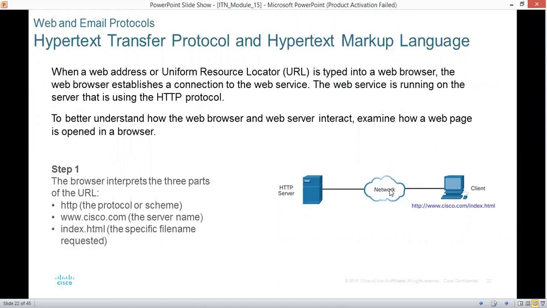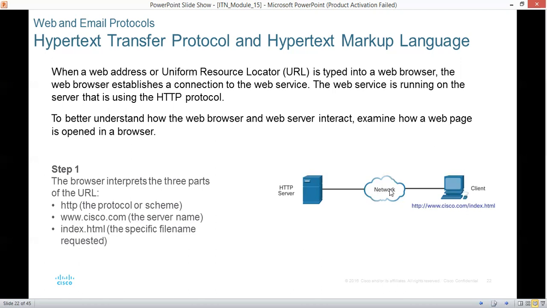So when a web address, or Uniform Resource Locator, is typed into a web browser, the web browser establishes a connection to the web service. The web service is running on a server that is using the HTTP protocol. Remember, the URL is that space in your browser in which you type the website name or domain, and then the web service must run on that server. That provides the protocol that enables you to have access to that application.